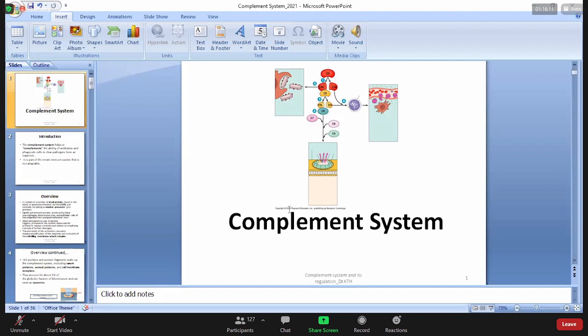And then someone's asking, doctor, please recap on which Ig binds in acute and chronic. So if it's acute, it's going to be IgM. If it's chronic, it's going to be IgG.